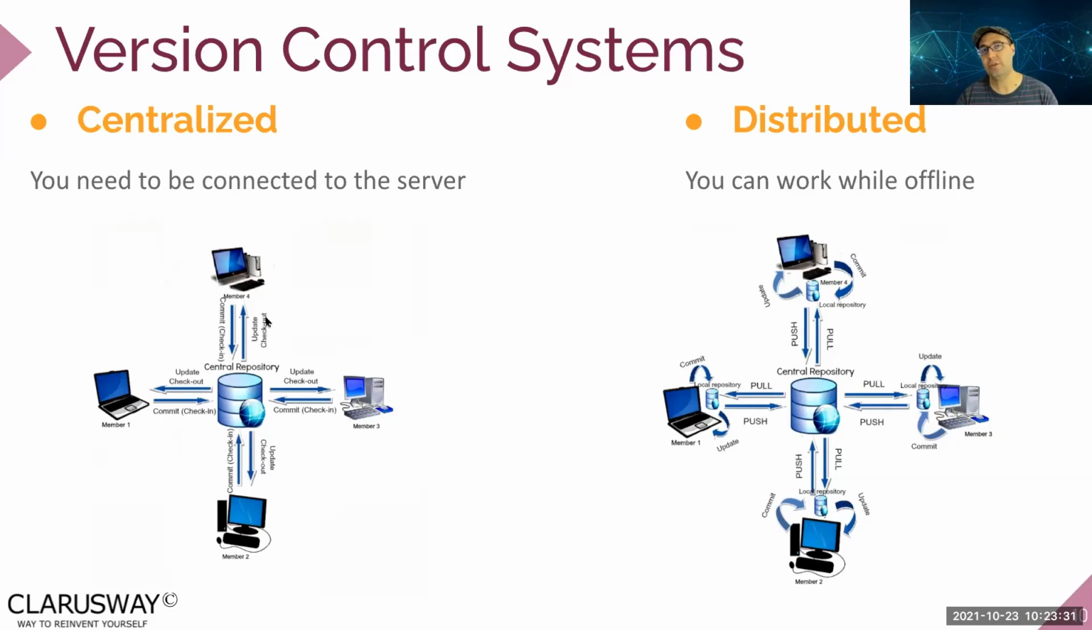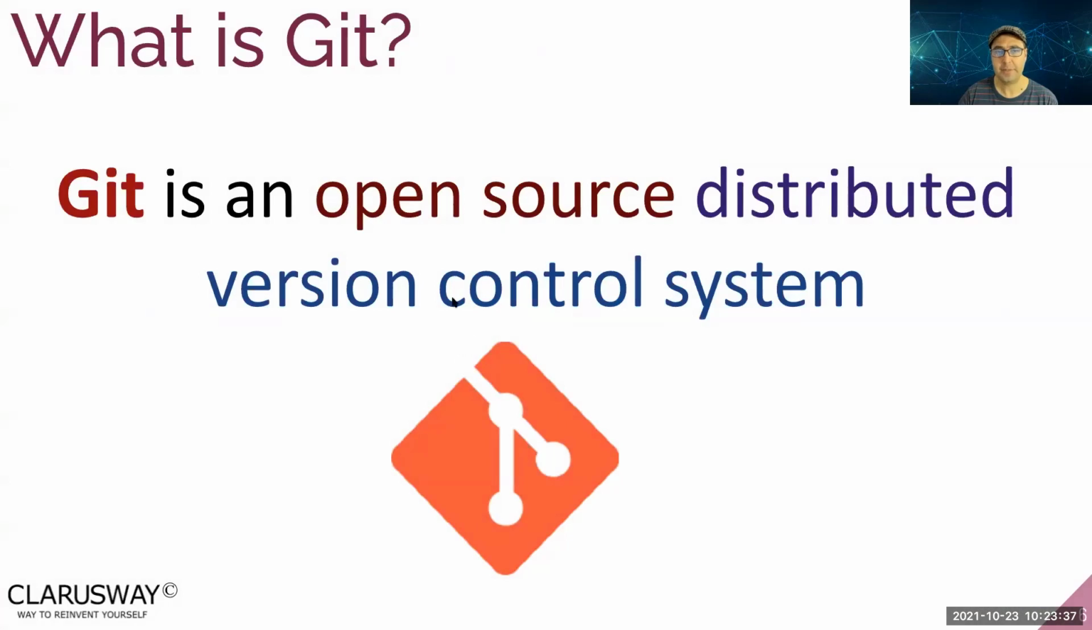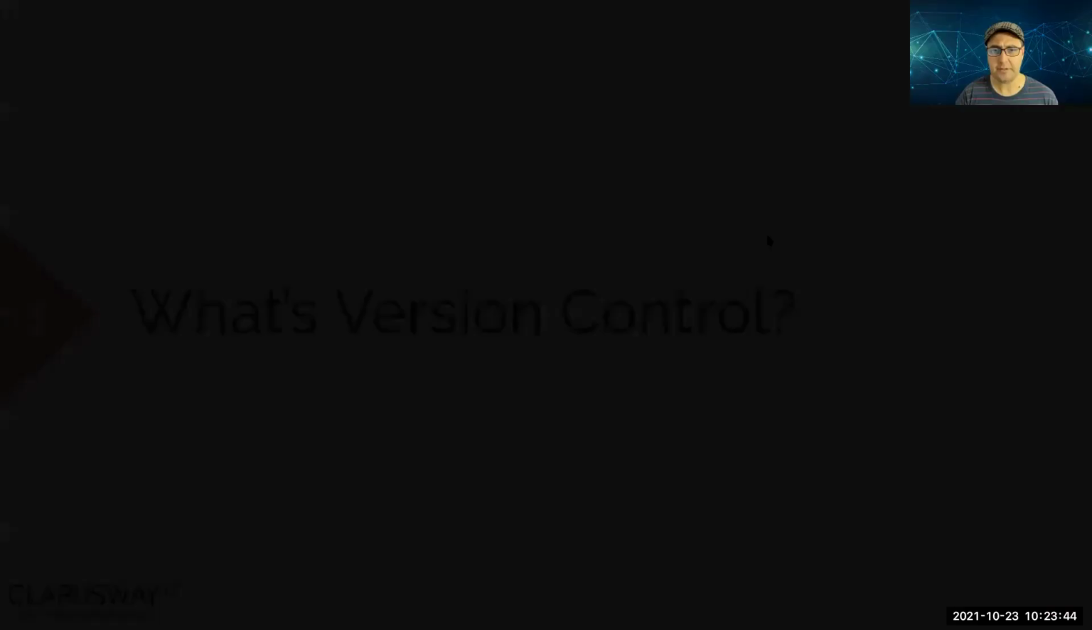So we will jump into distributed. That's why we said at the beginning it is distributed. So what is the description of Git? It's a distributed version control system. So that is the keyword, distributed.